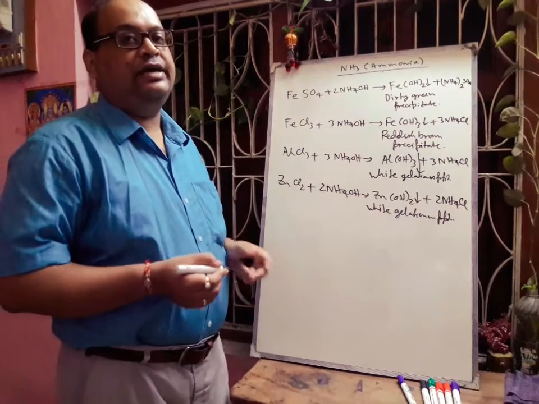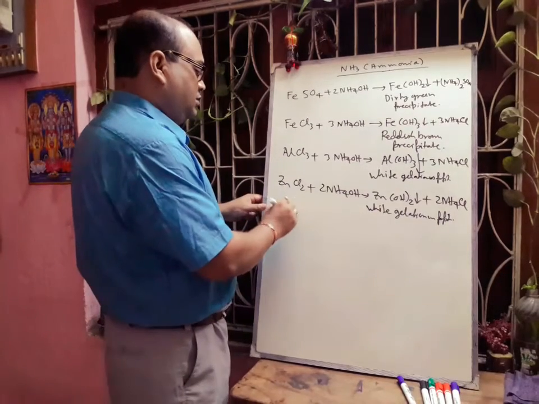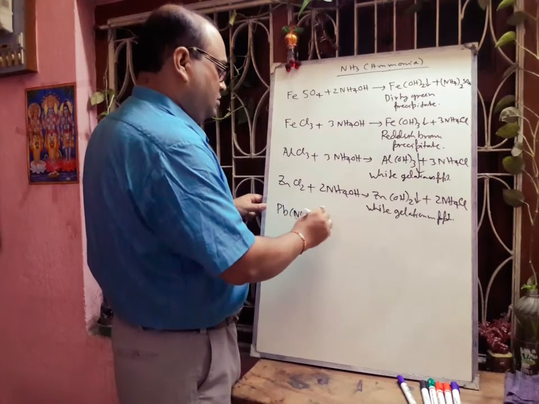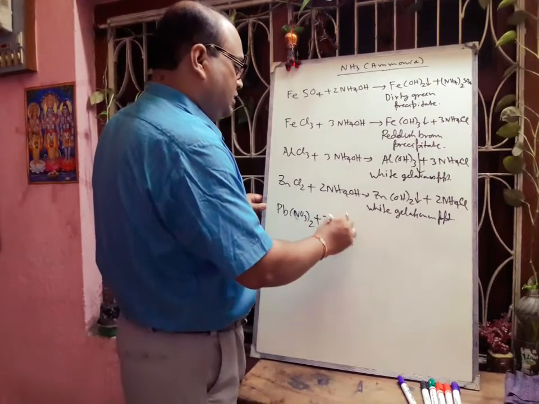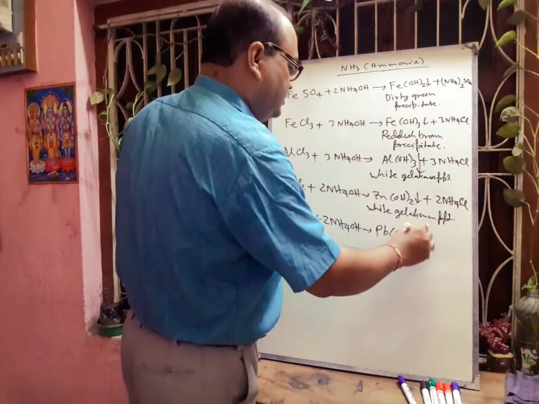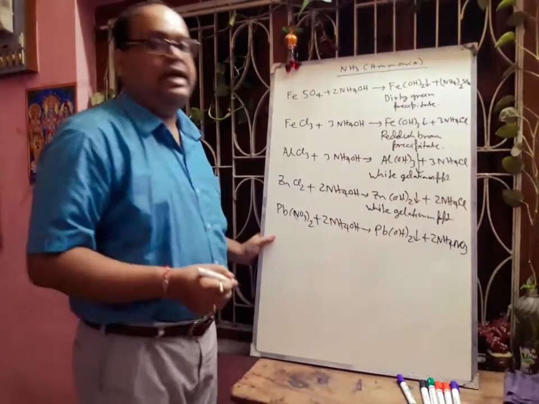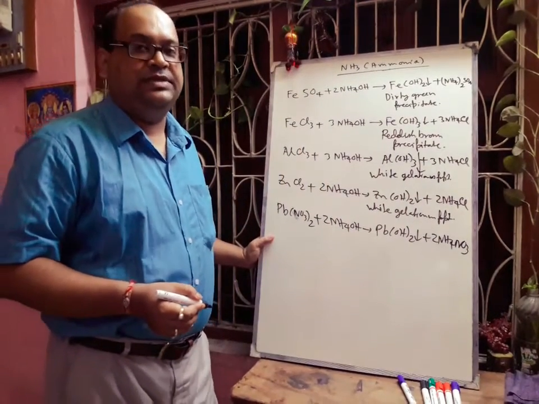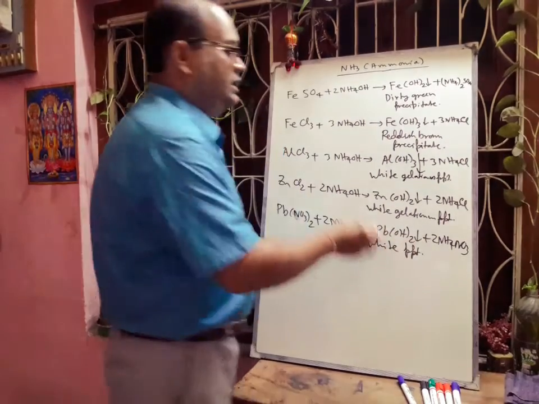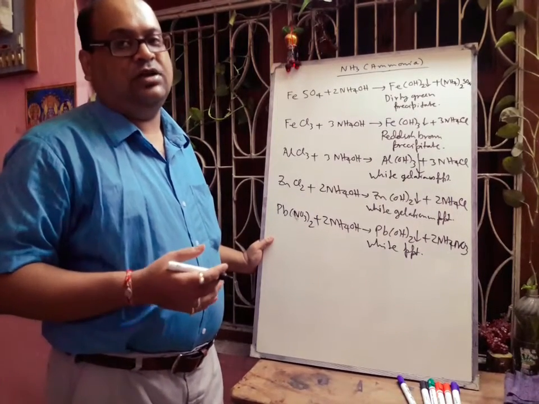Next, if you take lead salt, that means we are taking lead nitrate solution, water soluble lead salt. Here if we add the ammonium hydroxide, then there will be formation of lead hydroxide precipitation plus 2 NH4Cl. Now in this lead hydroxide, what will be the type of precipitate? This is the white precipitate and it is insoluble if you add excess ammonium hydroxide.